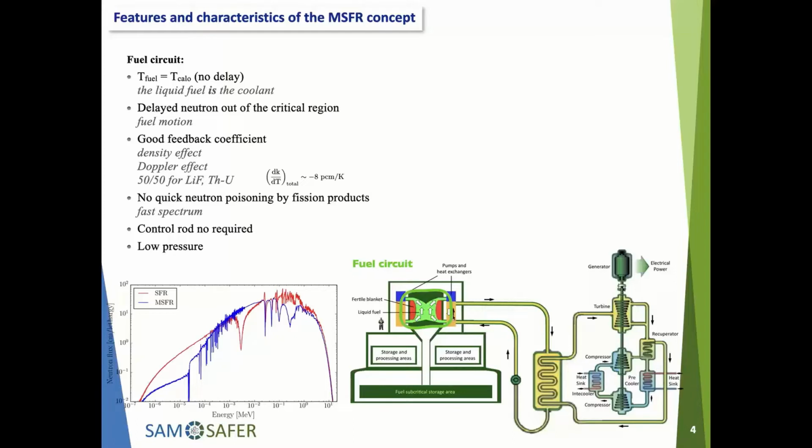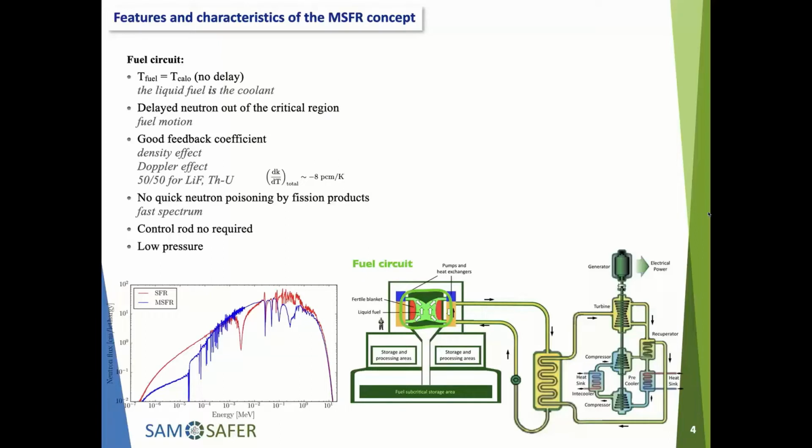As you can see on the left part of the slide, we have a fast neutron spectrum. So you have in blue the fast spectrum of the MSFR, and in red the spectrum of a sodium fast reactor. And you can see that it's quite equivalent, except for the sodium capture cross section in red, and except for some inelastic cross section in blue. But we have a fast spectrum. It means that there is no quick neutron poisoning by fission products.